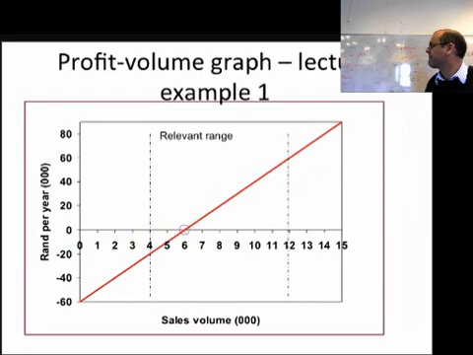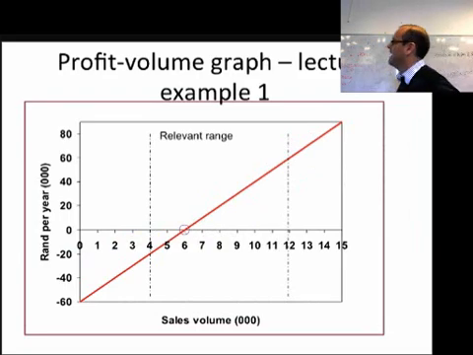Okay. Last graph that I've got to show you is a profit volume graph.